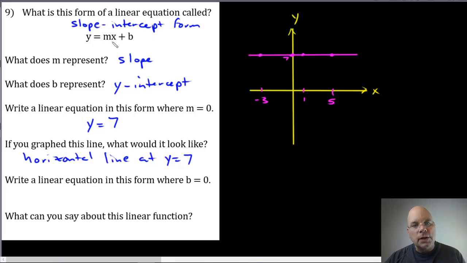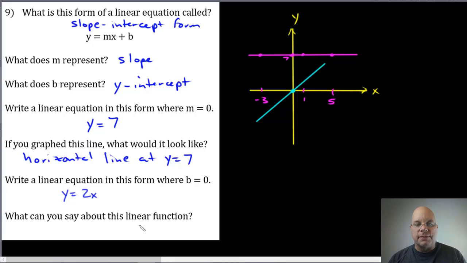Now it asks us to write a linear equation in this slope-intercept form where b equals 0. If b equals 0, that means my y-intercept is 0. So if my y-intercept was 0, my line would have to go through the origin like this. Okay, so I'll just say y is equal to 2x for that linear equation, plus nothing, plus 0, because my y-intercept is 0.